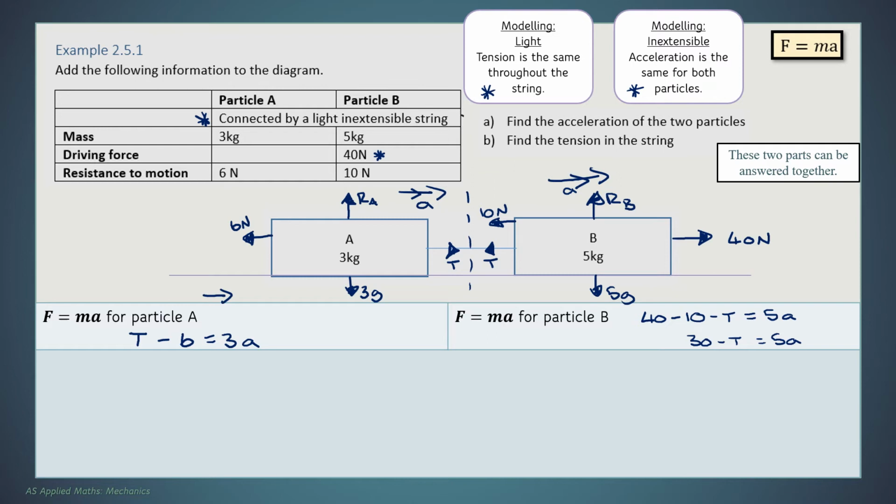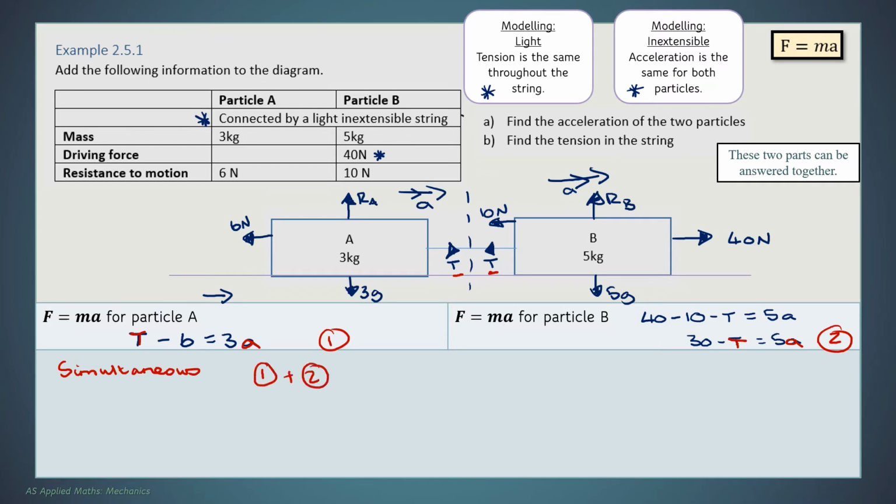Because of our light inextensible string, we have T is common to both of these equations and A is common to both of these equations. So these are simultaneous equations. And they're easy simultaneous equations, a lot easier than what we see in pure maths. What will always happen here is because these 2 tensions are equal and opposite, you will always get one in one of the equations that's positive and one that's negative, because the direction of motion is the same for both particles.